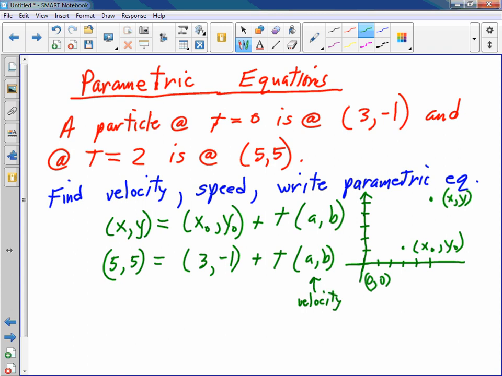Now, one thing they don't really point out massively in the book is that if we've got an unknown here, you can just subtract things. You can subtract this x sub 0, y sub 0 from both sides of the equation, and you're left with this when you're trying to solve it. I felt like they didn't point that out quite clearly enough. So let's do that. 5, 5 minus 3, -1. Notice I just subtracted 3, -1 from both sides.